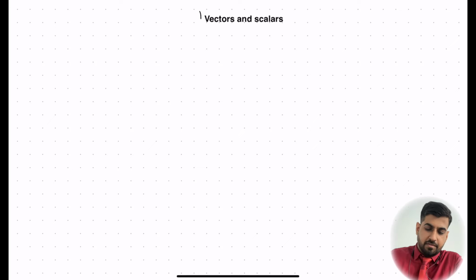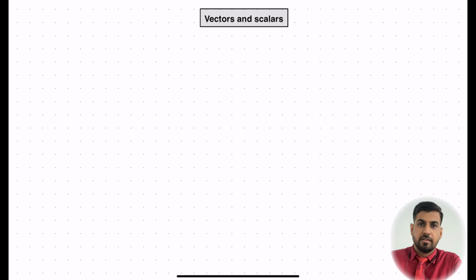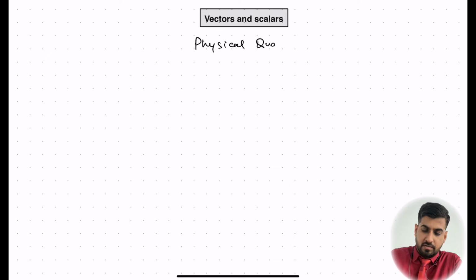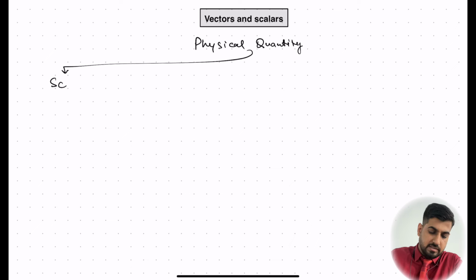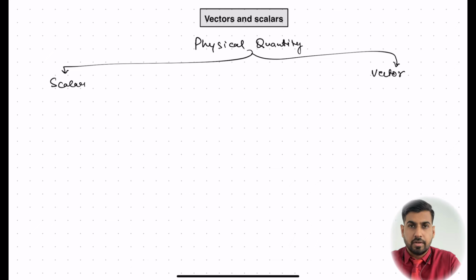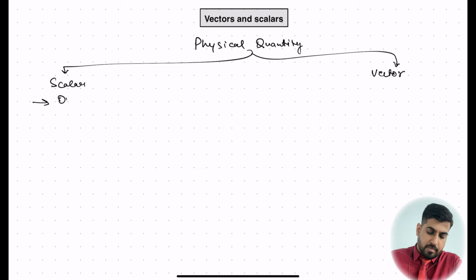Hi guys, today we will discuss scalars and vectors in physics. If we talk about any physical quantities, which can be measured, any physical quantity can be considered as either a scalar or a vector. Basically, scalar quantities are all those quantities which you can measure with only magnitude.